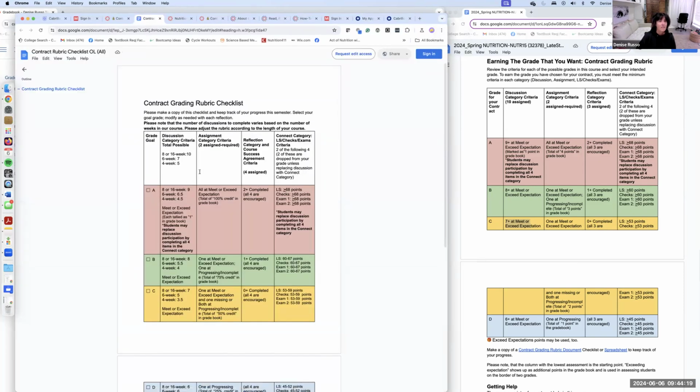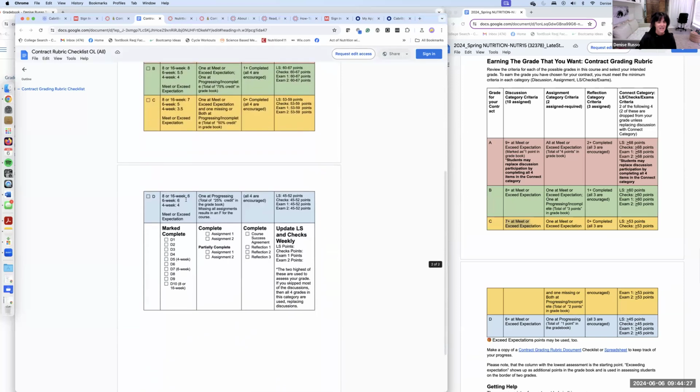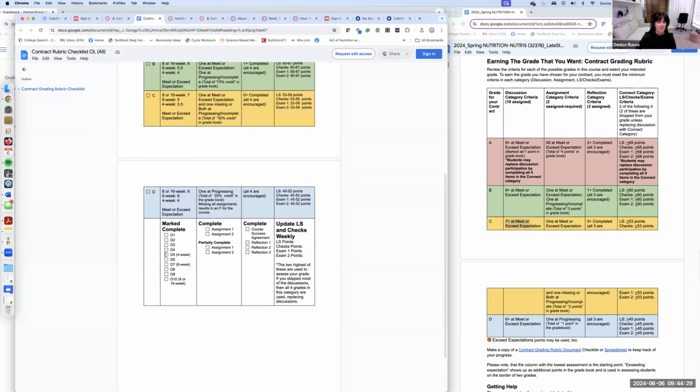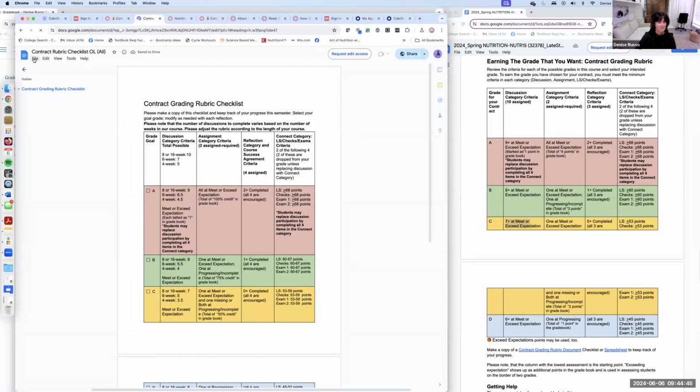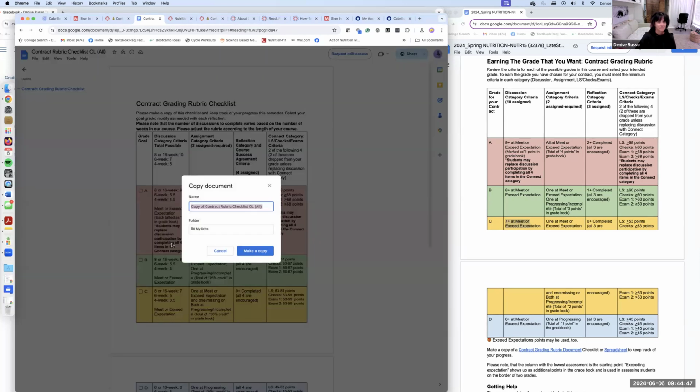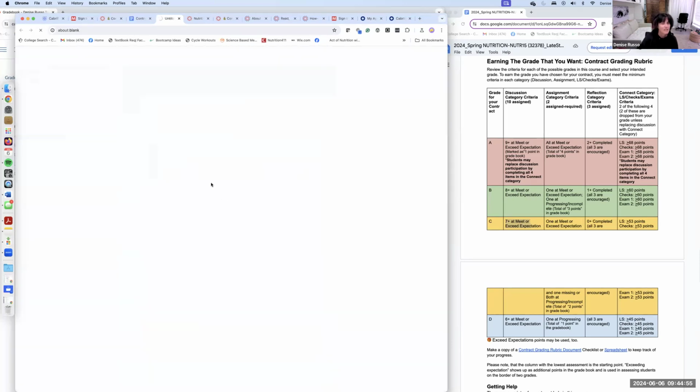So I have made this so that it works for all online classes. I've given you the criteria based on the number of weeks that your course is. And then down here, you can just check off. You can just literally file, make a copy. You have to sign into a Google account first, which I'm not signed in, but if I were, these are signed in. Okay. So you'll file, make a copy. I'm just going to put the delete here because otherwise I get confused. I'm going to make copies.